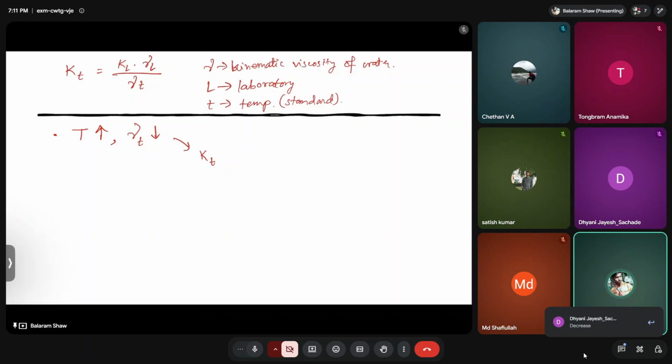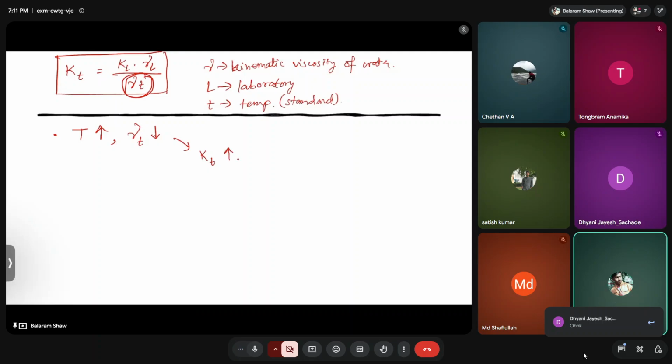Should it be? So you see just the equation. If the temperature is increasing, this factor will reduce. And if this factor is reducing, what will happen to the hydraulic conductivity? It should increase, right? Yeah, it's clear, right?